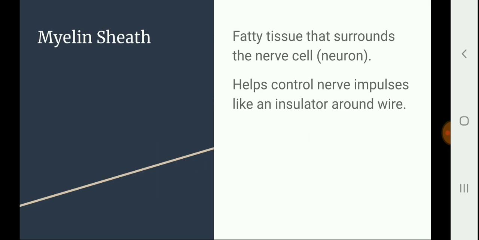So I need you to have a definition for the myelin sheath. The myelin sheath is a fatty tissue that surrounds the nerve cell. The myelin sheath helps control nerve impulses like an insulator around a wire. If you remember, insulators would be plastics, rubber, things that do not effectively conduct the flow of electricity. That axon, or that wire in the middle, will allow the flow of those electric impulses.